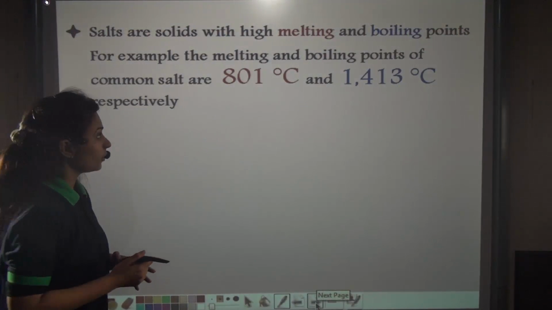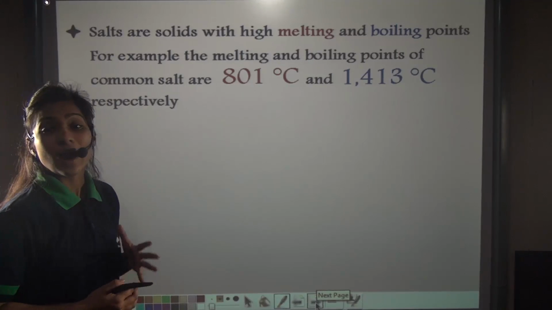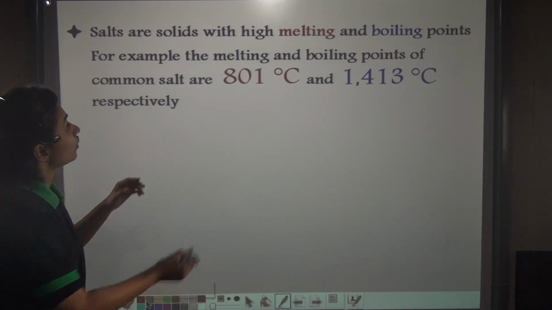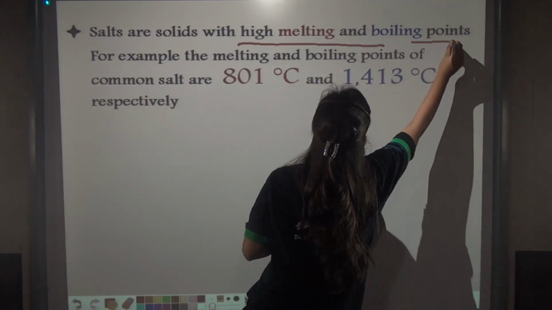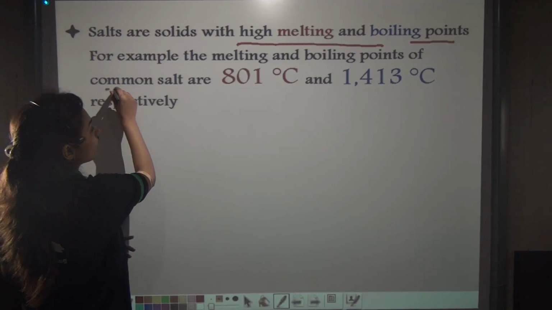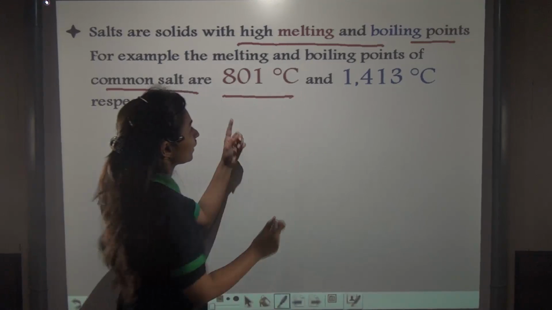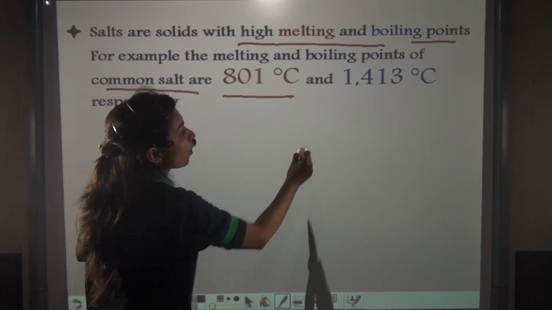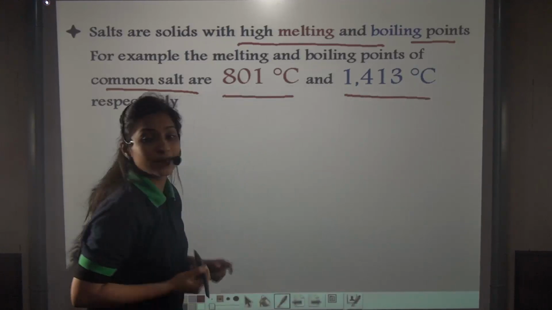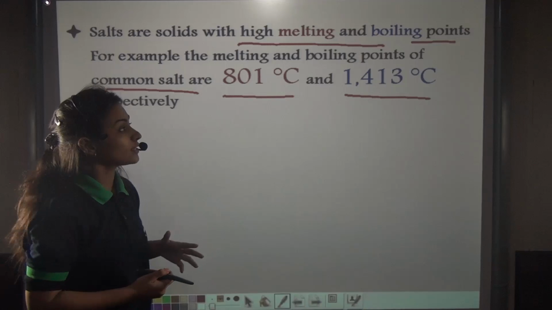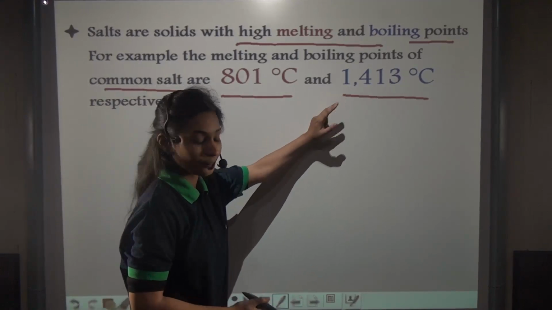Now first of all, salts are solids with high melting and boiling points. For example, the melting and boiling points of common salt are high. 801 degrees Celsius is the melting point of salt, and 1413 degrees Celsius is the boiling point of common salt. So you can see how high it is.